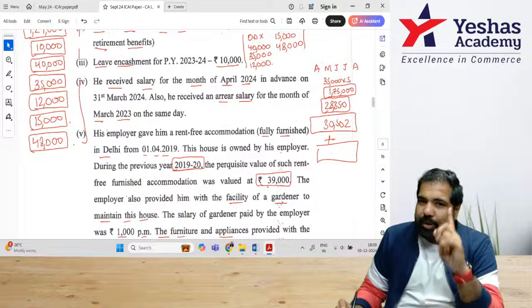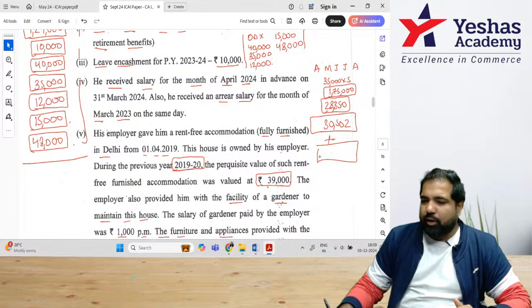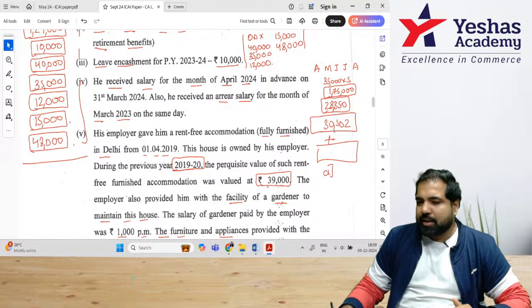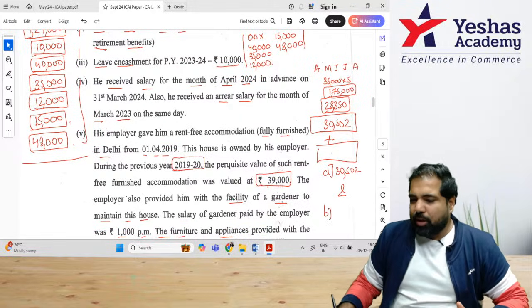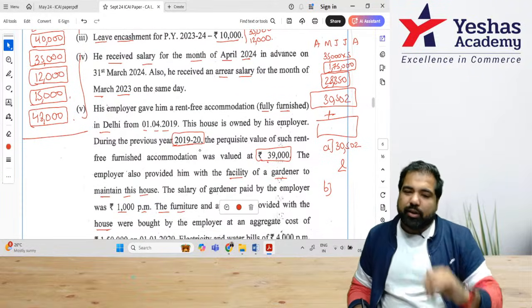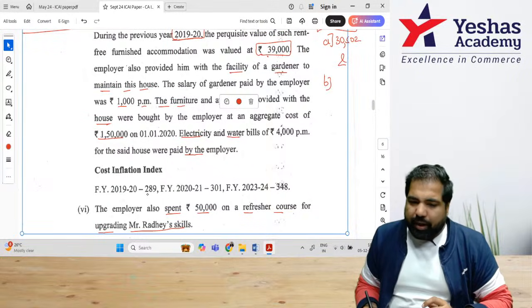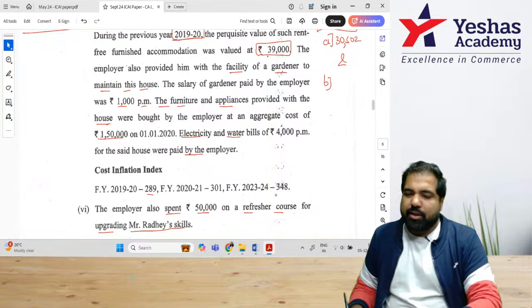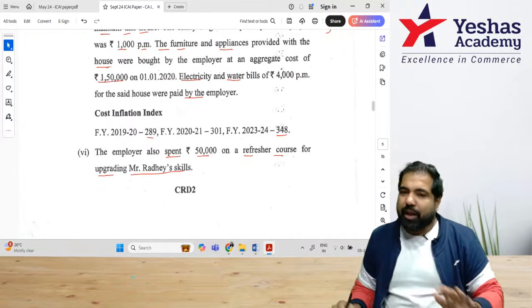So now, guys, hear me out well. This is an amendment and hear me well. Whatever value we are getting, let's call it A, and let's say 30,502 plus some amount will be here, which is A. The government said take B also. B will be this 39,000, which was the perquisite value in the year 1920, and you have to adjust it for inflation. So 1920 is 289, and this year is 348. So you have to adjust it for inflation, and maximum it can be that much only.